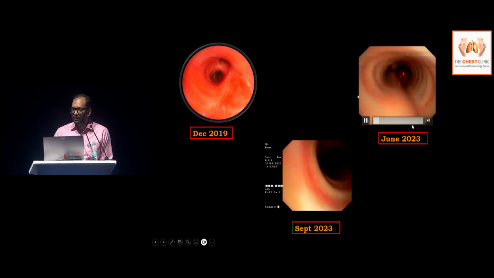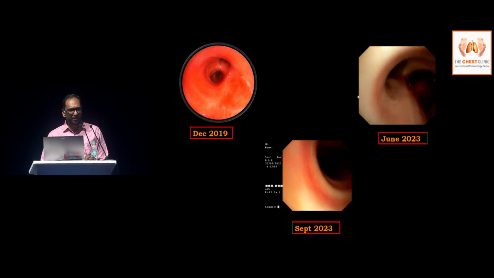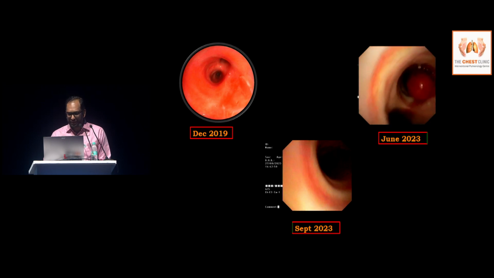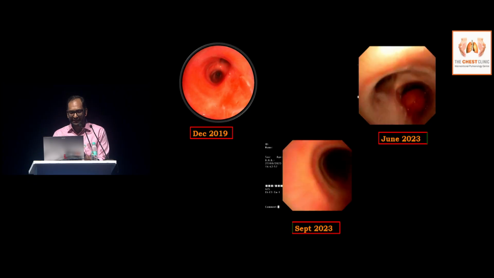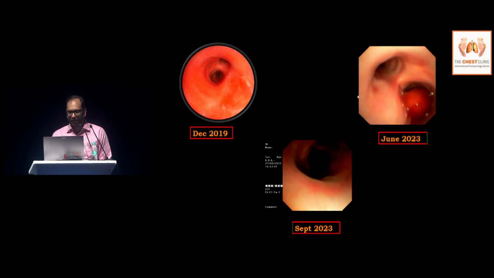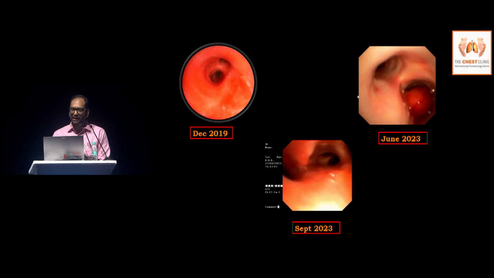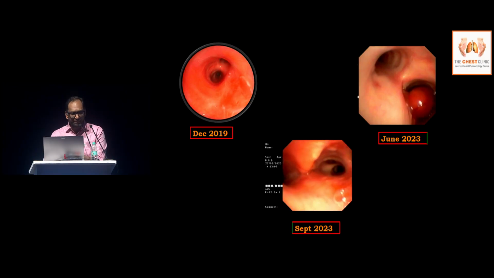So this is after 4 years. In June 2023, the mass regrew. And this time we didn't want to do any more debulking, so we did a sleeve resection. My good friend, Dr. Mohan, helped me in this. He did a sleeve resection and anastomosed the distal bronchus to the carina. And still the baby is in follow-up, and doing fine.